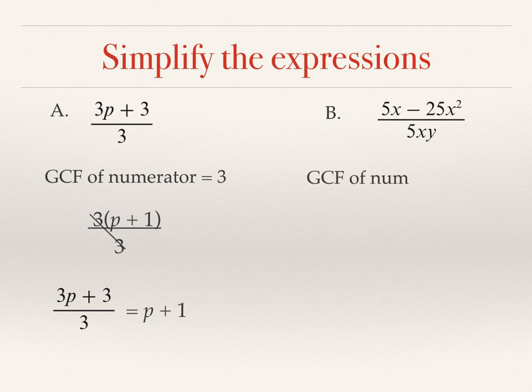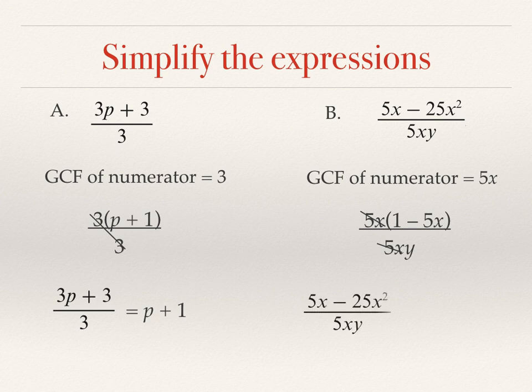We'll do the same thing in the second example. We'll rewrite our numerator. We will divide both numerator and denominator by that greatest common factor, leaving us with a fraction 1 minus 5x over y.